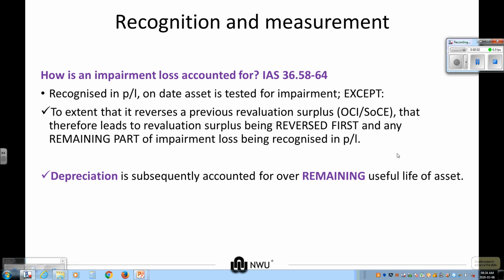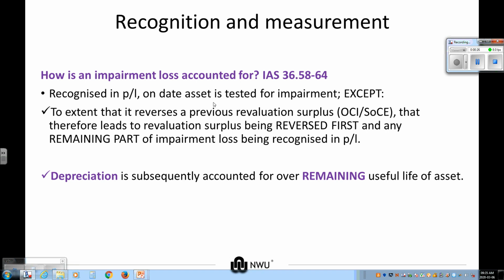Okay, so now we are able to calculate the value in use. We are able to get our fair value less cost to sell, so we have our recoverable amount. If my recoverable amount is now lower than my actual carrying amount, my asset is overstated and I must account for an impairment loss. And again, this is last year's work, so nothing new.